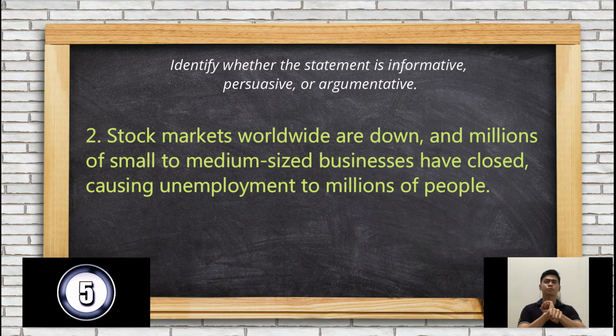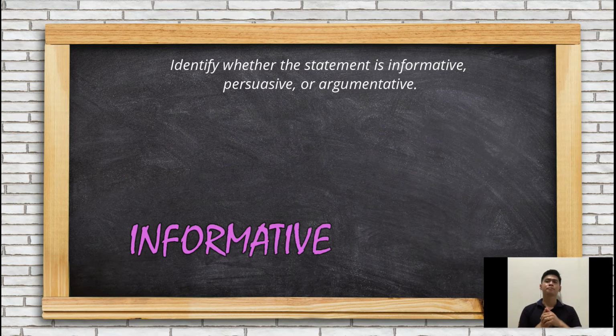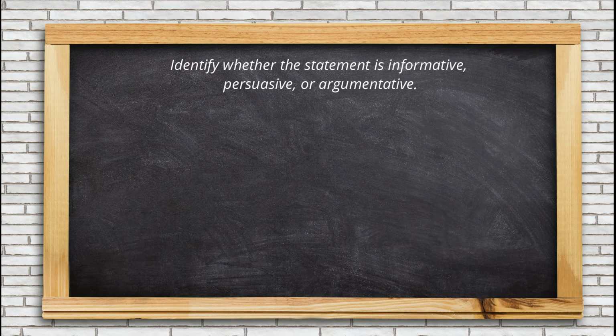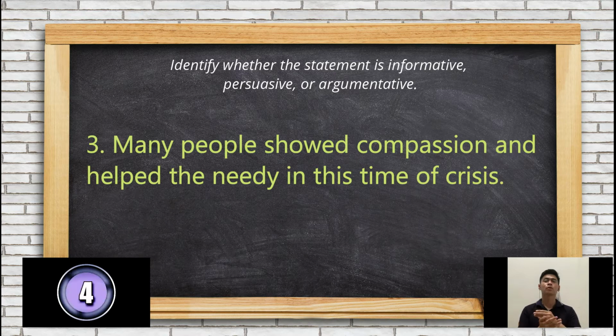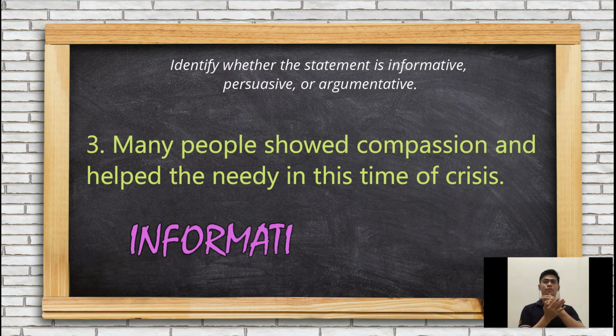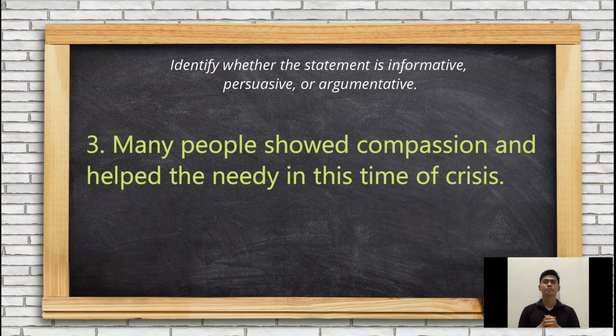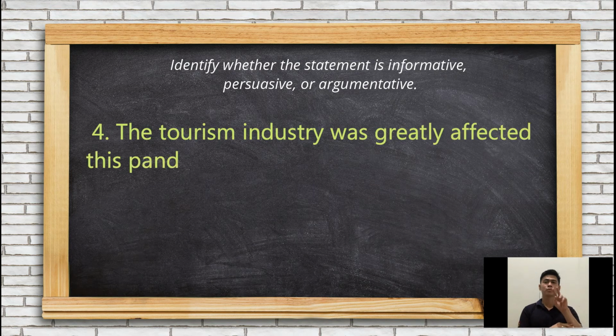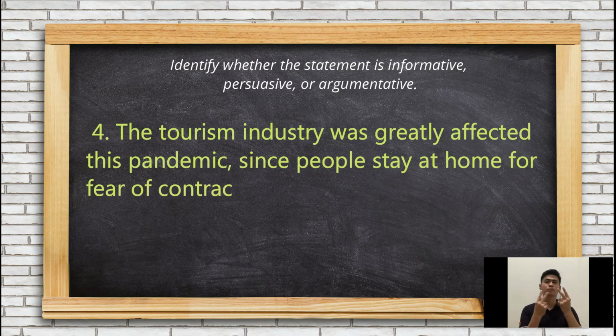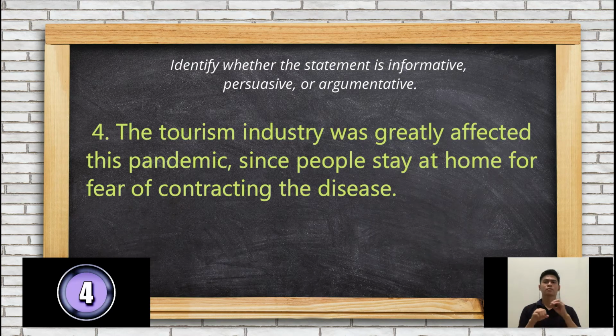millions of people. Informative. Number 3. Many people showed compassion and helped the needy in this time of crisis. Informative. Number 4. The tourism industry was greatly affected this pandemic since people stay at home for fear of contracting the disease.